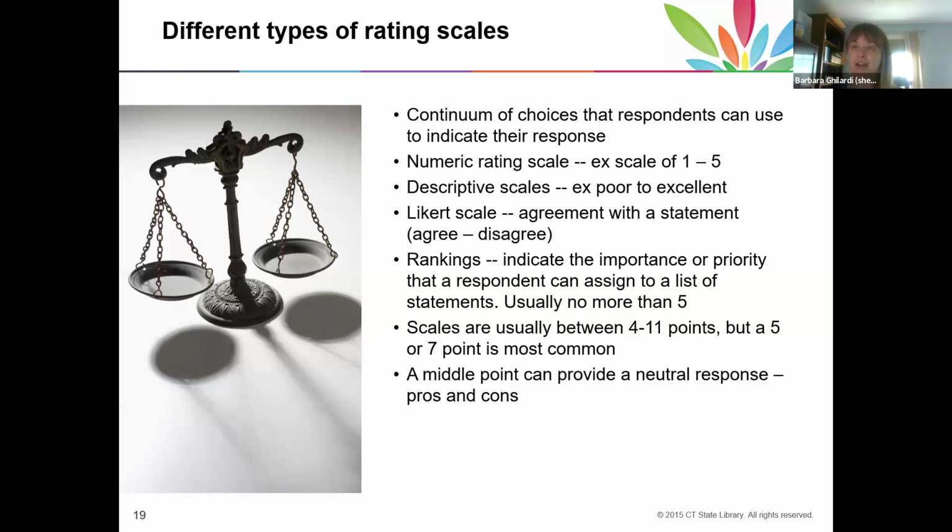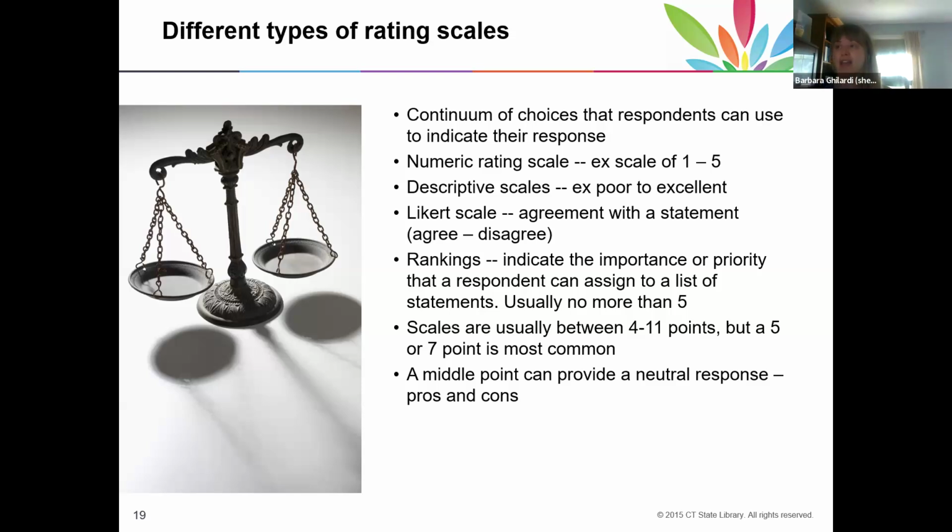So you've got numeric rating scales. That's usually a 1 through 5. Sometimes it's a 7 point, depending on how you structure it. But usually 1 through 5, and that would be, you know, 1 is maybe poor, 4 to 5, excellent. And you're using numbers to show that off. The descriptive scale is very similar, but you're using language, so poor to excellent in that case. So those do basically the same thing.